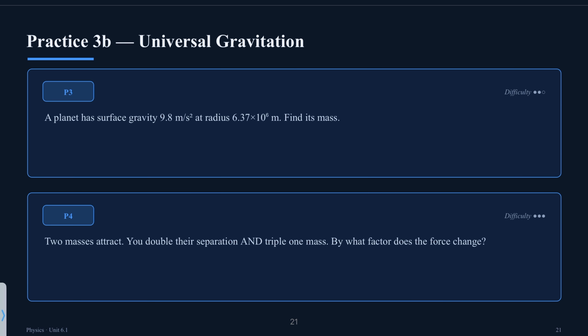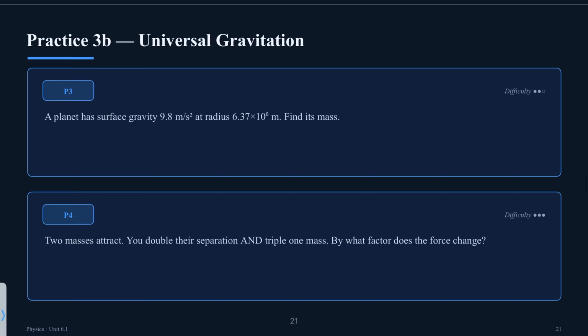All right. So a planet has surface gravity 9.8 meters per second squared at a radius of 6.37 times 10 to the 6 meters. Find its mass. So the mass, if we rearrange the equation for force, right? We know that force is equal to big G, big M, little m over r squared, right? Force here is just going to be mass times acceleration, right?